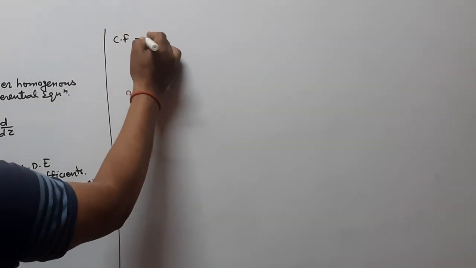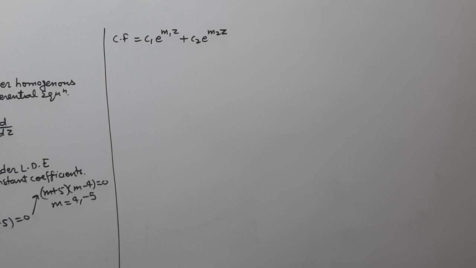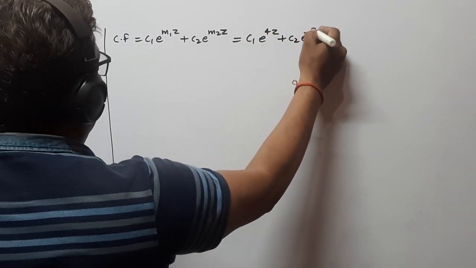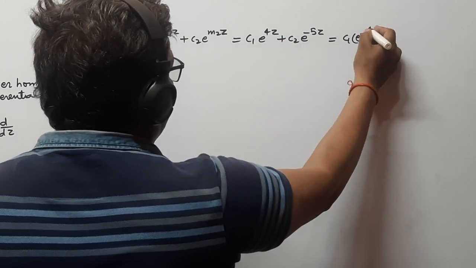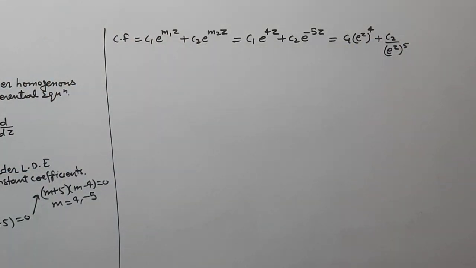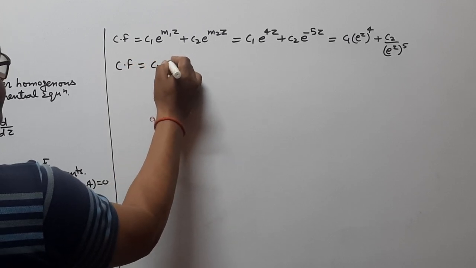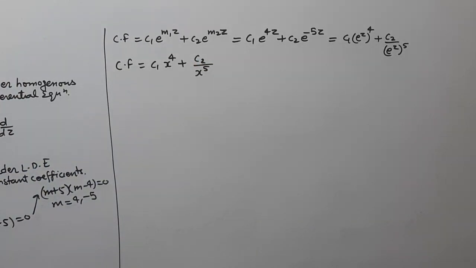You know that the complementary function can be written as c1 e to the power m1z plus c2 e to the power m2z, and m1 is here 4 and m2 is minus 5. So we get c1 e to the power 4z plus c2 times e to the power minus 5z. This can be written as c1 (e to the power z) whole power 4 plus c2 divided by (e to the power z) whole power 5. You know that here we put x equal to e to the power z, so we replace e to the power z by x. So we get c1 x to the power 4 plus c2 divided by x to the power 5. This is the complementary function.